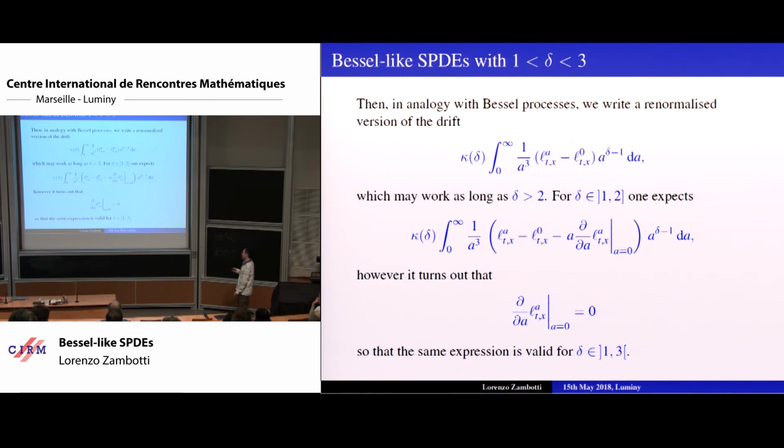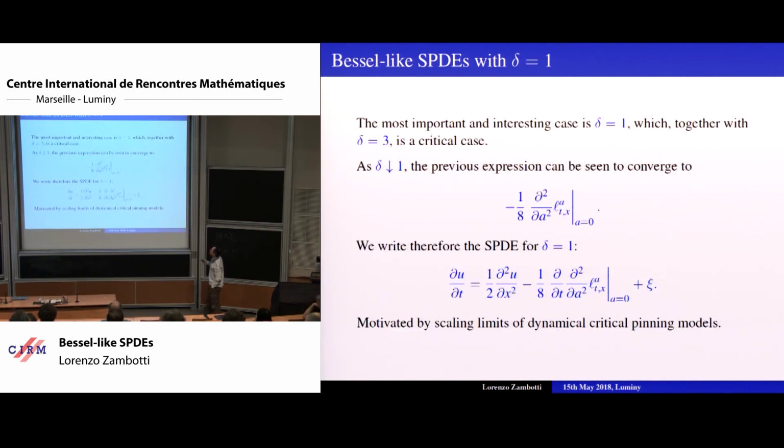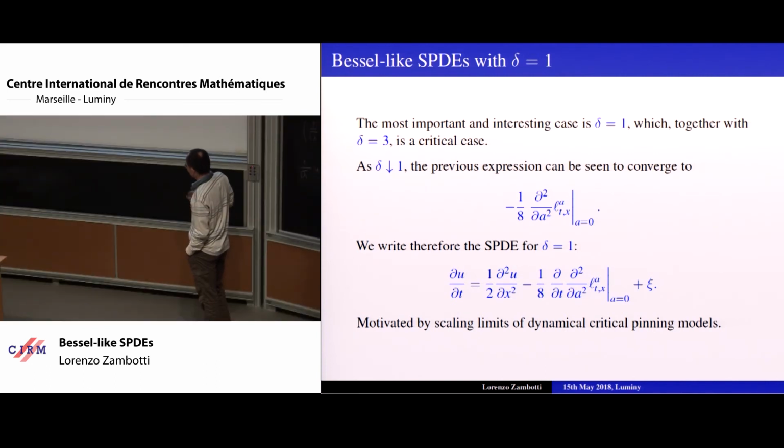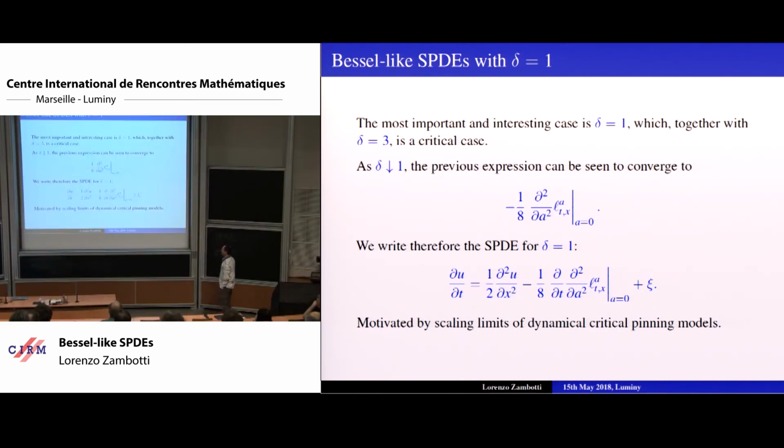Okay, so stay with me. Again, you are now inspired by this idea of Taylor expansions. You think you need to go to the next order, but it turns out that this function tends to be of order a square around 0. So in fact, this term will be 0. Now when delta goes to 1, the previous expression becomes essentially a second derivative in A at 0. I'm going to explain this a little bit better in a second, but at least I can write the form of the SPDE for delta equal to 1.